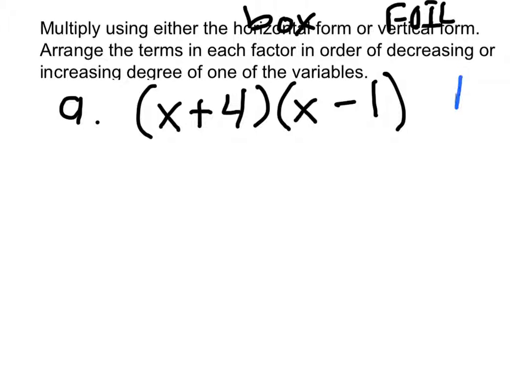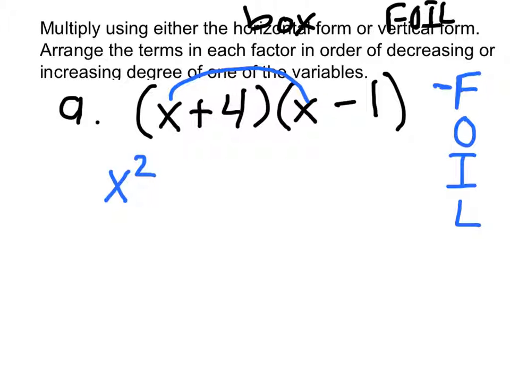Okay. So I am going to decide to FOIL this. So F in FOIL means first. So I'm going to do the first times the first. So x times x is x squared. The O stands for outer, so I'm going to do the two outer terms. So I'm going to do x times -1, which is a -1x.